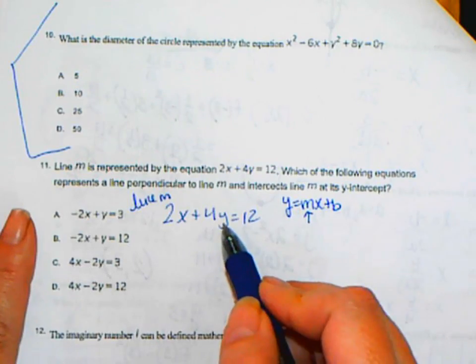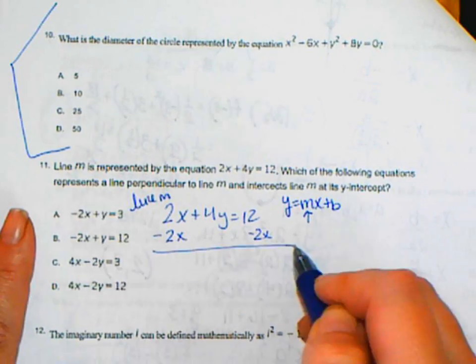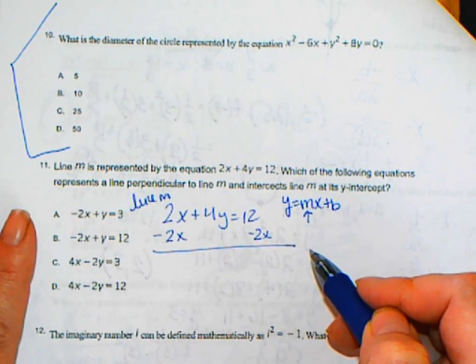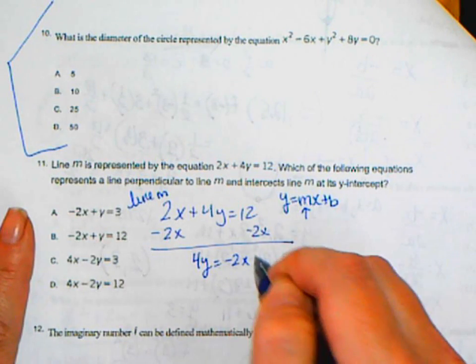So to isolate the y, the first thing I would do is subtract 2x. And I get 4y equals negative 2x plus 12.